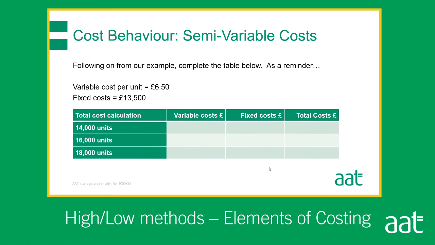So I'm right in thinking that fixed costs, you just put 13,500 in every single one of those 3 columns? Yes. Is that right? Yeah. Yes, absolutely. I'm learning too. Fantastic.